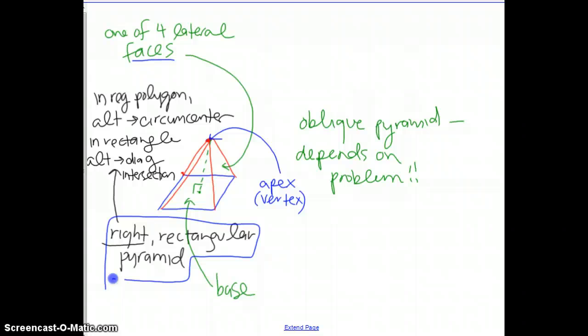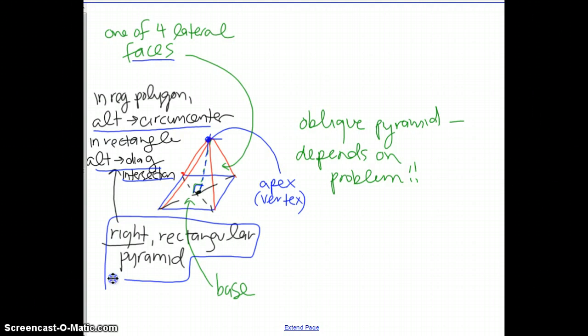So what does it mean to be a right pyramid in this context? Well, if I draw a perpendicular from the apex down to the base, and it is a regular polygon, then that altitude should hit the circumcenter of my base. It's directly in the center of a regular polygon. It's the center of the circle that goes through all the vertices of the polygon, which you learned when we compared the regular polygon to the circle. Now, if you have a rectangular pyramid, then a right rectangular pyramid is one where the altitude, when I go straight down from the apex, hits the intersection of the diagonals. So I'm going to hit the intersection of the diagonals right there.